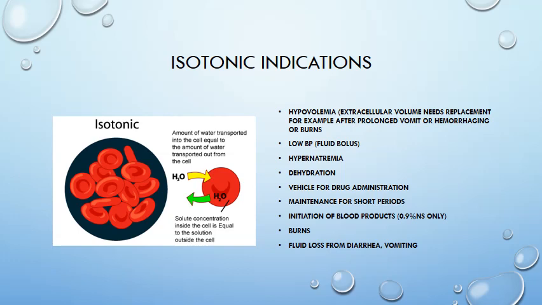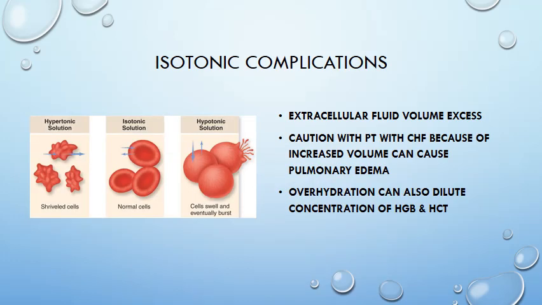Dehydration, we use isotonic fluids a lot of the time, like for piggybacks and stuff in the hospital. Whenever pharmacy mixes drugs, we'll use the isotonic solution to put those in. We use other solutions because we use a lot of dextrose solutions as well. For initiation of blood products, and you guys will learn this more when we have our blood lecture, it is the only fluid that you can hang with a blood administration, and that is normal saline. Burns, fluid loss from diarrhea, vomiting, anything that we just need to replace some fluids, that's when we would give an isotonic solution.